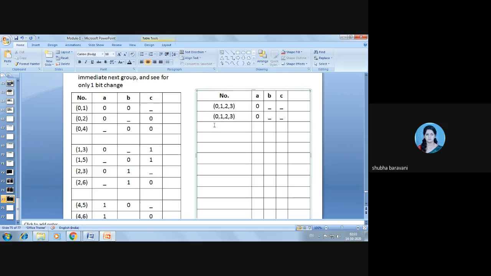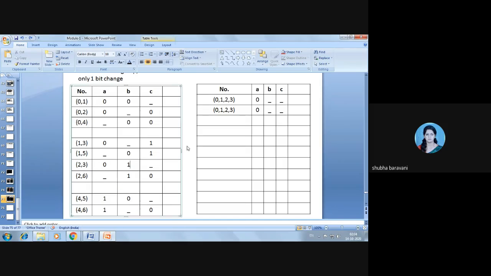Done with this? Yes, ma'am. Okay, let it be there. Next, 0 1 2 3 I did. Now 0 1 2 6 I'll compare. See, A is changing from 0 to don't care. B from 0 to 1. Again C from don't care to 0. So 0 1 2 6 combination I cannot write.